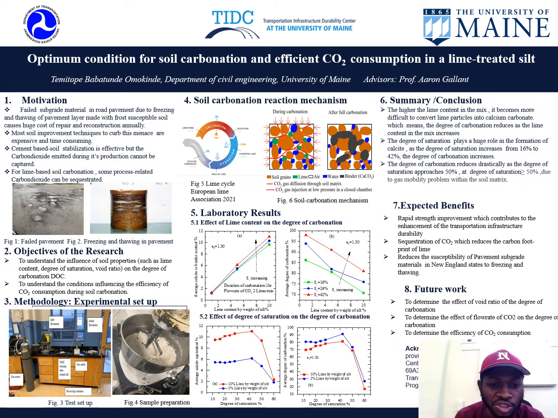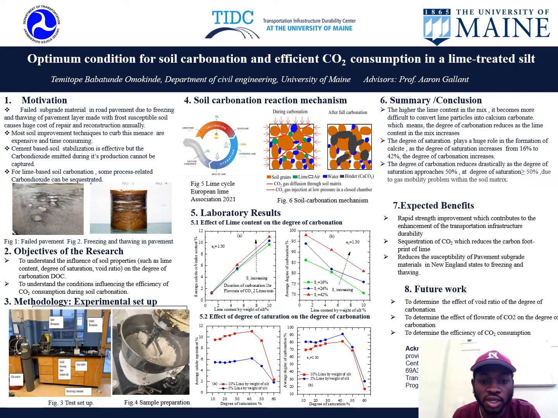So from the results in result 5.1, we can see that as the lime content in the mix increases, the amount of calcite produced increases. So the implication of this is that as the lime content increases, there's going to be a lot of calcium carbonate produced. So the calcium carbonate formed is going to precipitate over the lime content.